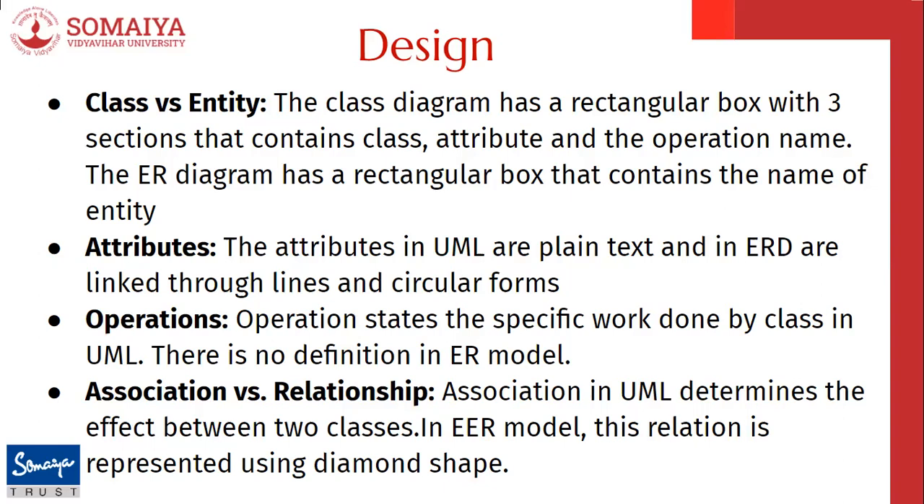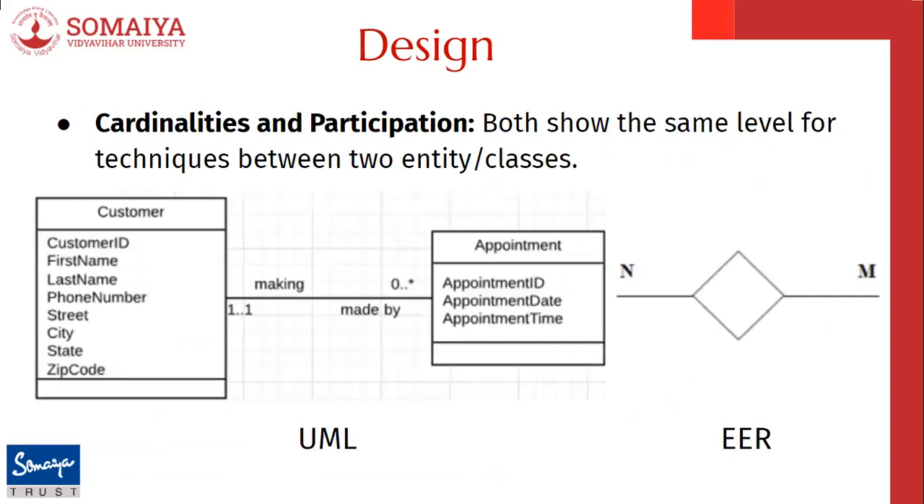Association versus relationship. Association in UML determines the effect between two classes. In EER model, this relation is represented using diamond shape. Cardinalities and participation. Both show the same level for techniques between two entities or classes.